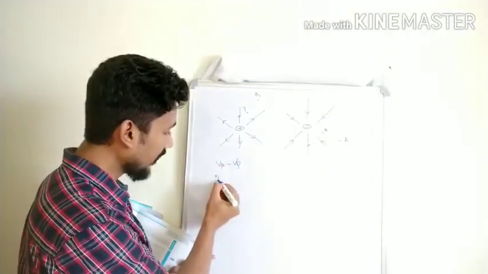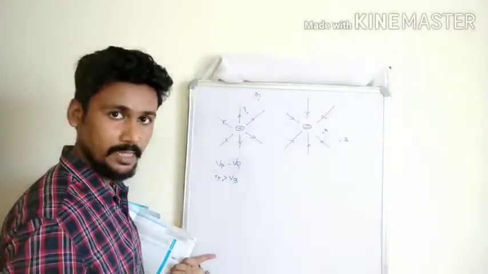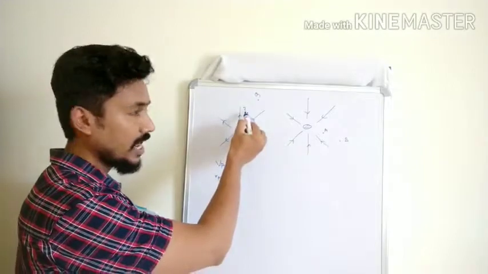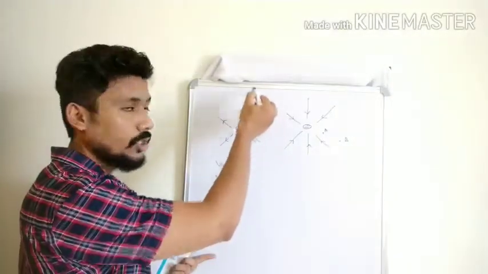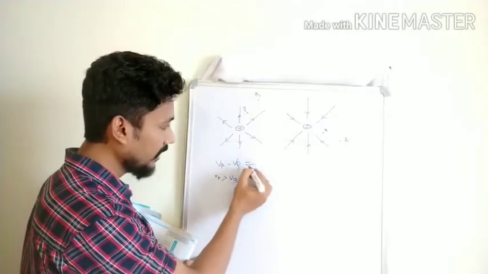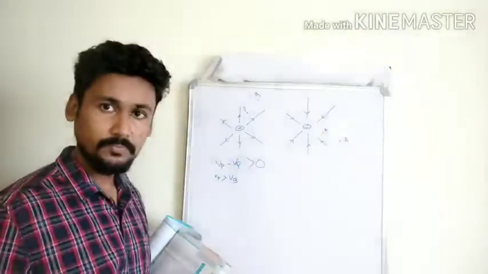Therefore, potential at P will be higher than potential at Q, right? So Vp will be greater than Vq in this case because P is closer. So higher potential, Q is farther, lower potential. So Vp minus Vq will definitely be positive. That is, it will be greater than 0.